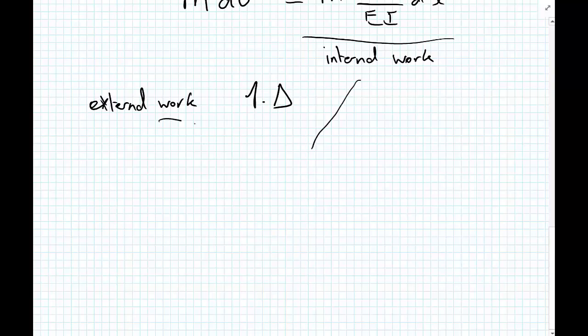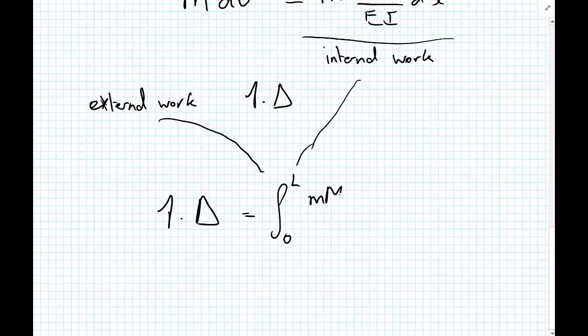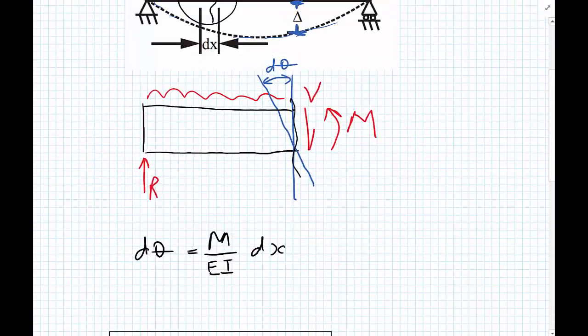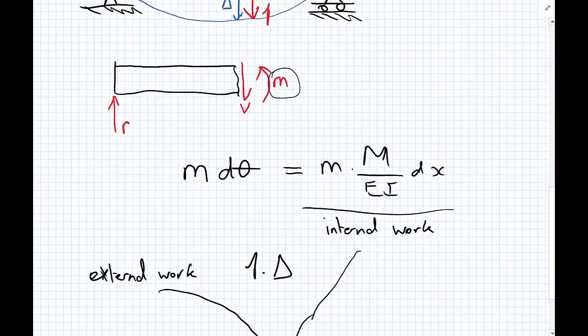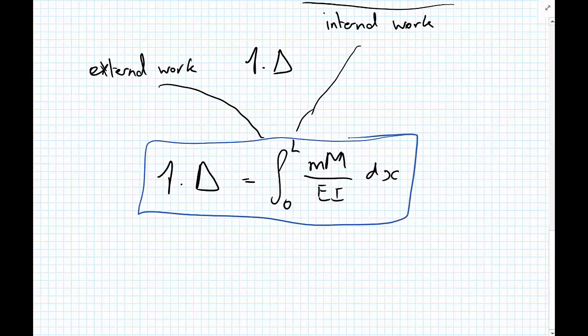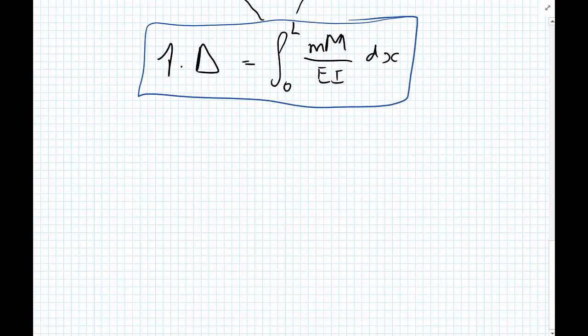And so we gather these two terms together and we write that one dot delta is equal to the integral between naught and L, so that's the length of the beam, of m over EI dx. So the integral we're using, because we're expanding the concept from not just the little differential element that we've identified, but every differential element along the length of the beam. And this is a pretty important equation, so that's worth highlighting in your notes. And so let's just highlight everything that's in this equation.